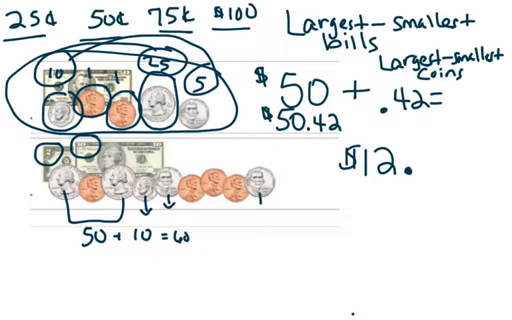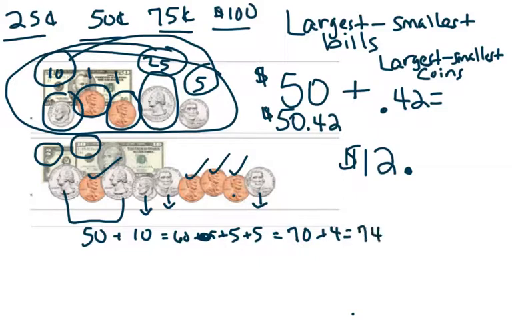Then we're going to count by 5s next. So you got to know how to count by 5. So we're going to count by 5 and 5 more. So 60, 65, 70. Knowing how to count by 5s and 10s and quarters is going to be important in this change. Then we have 1, 2, 3, 4 pennies. So that's going to be 74 cents. So again, I'm starting with the largest bills to the smallest bills and adding those up. And then the largest to the smallest amount of coins, and I'm going to add those up.